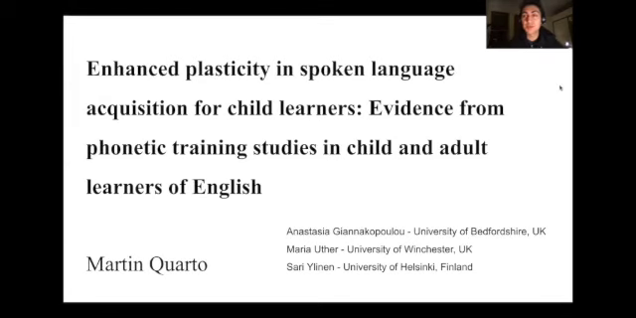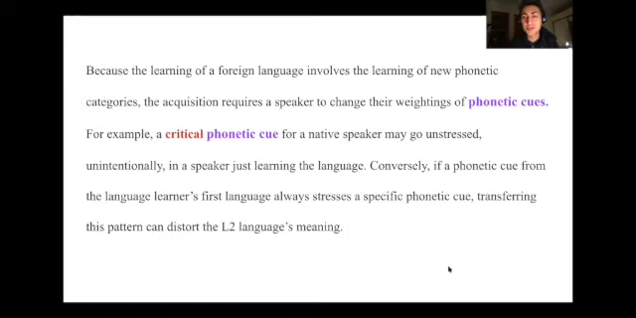Hi there, this is a chapter summary of the article Enhance Plasticity in Spoken Language Acquisition for Child Learners. It's actually a case study, it's a test. So this is from the chapter summary I literally wrote up.